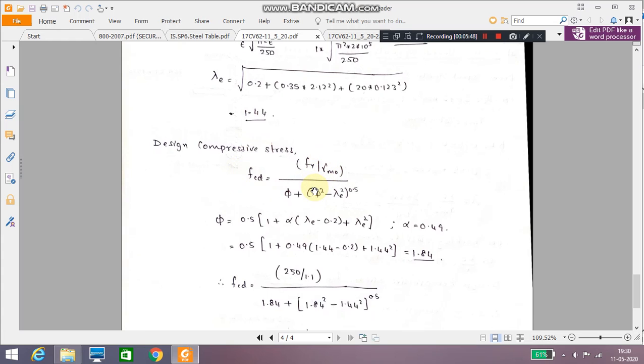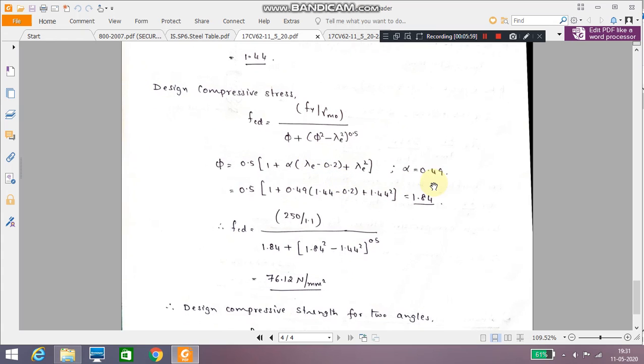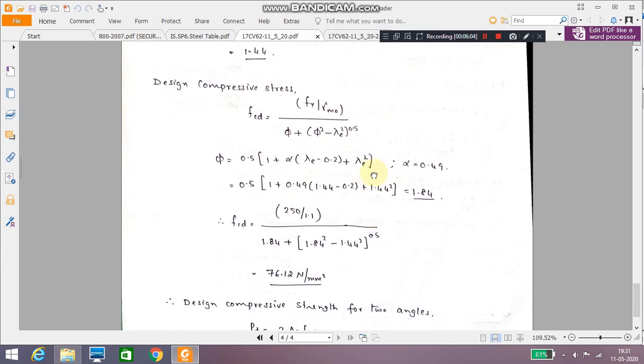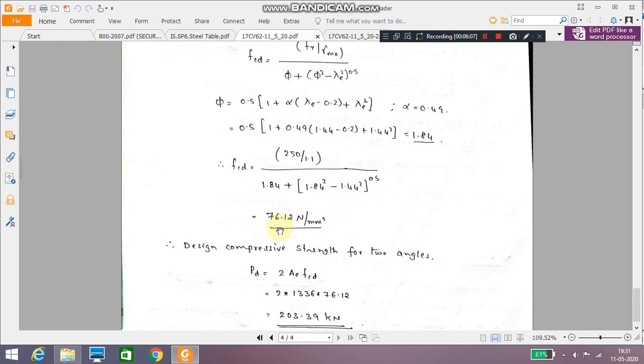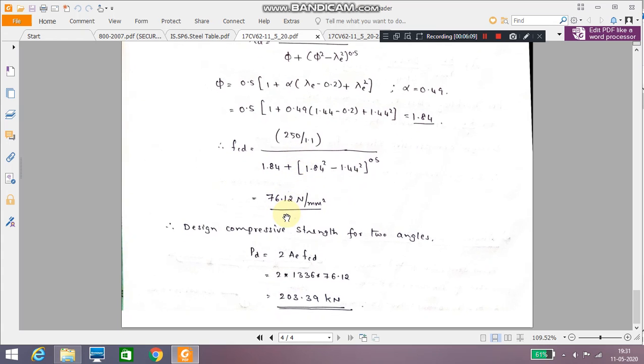Gamma m0 is nothing but the partial safety factor for material, divided by phi plus square root of phi square minus lambda E square, to the power 0.5. So phi equal to 1.84. For buckling class C, alpha equal to 0.49, the imperfection factor. So FCD works out to be 76.12 Newton per millimeter square. Therefore the design compressive strength or the load for two angles, PD equal to 2 times AE into FCD, which is 2 into 1336 into 76.12, divided by 1000, works out to be 203.39 kilonewton.